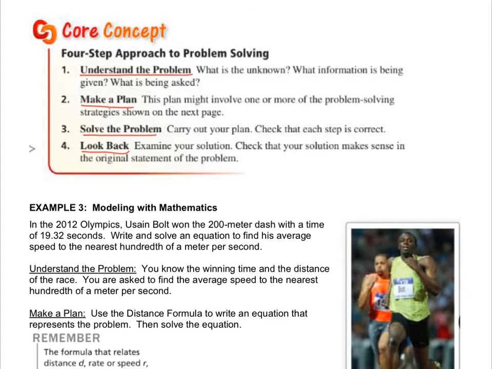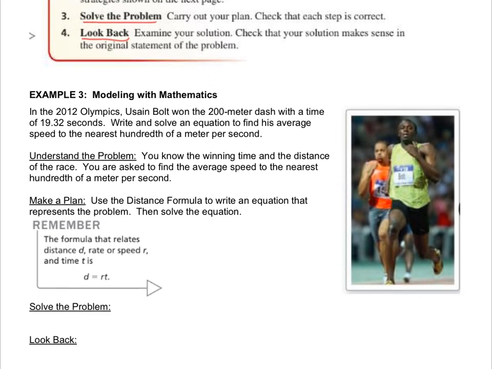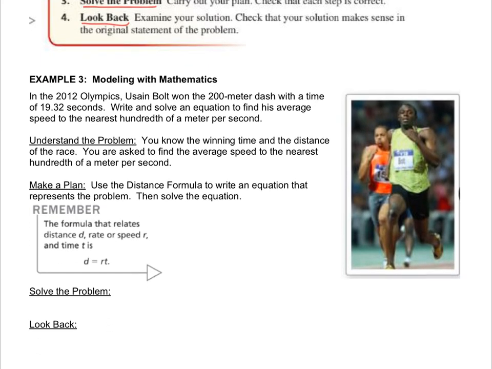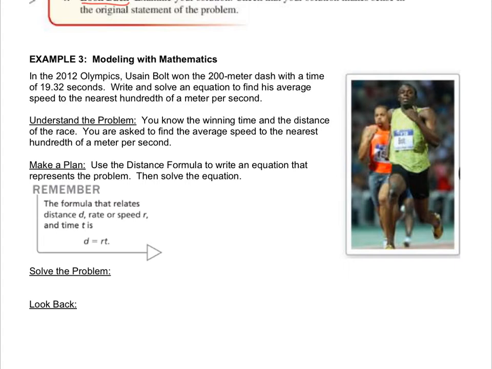So let's read example 3. In the 2012 Olympics, Usain Bolt won the 200-meter dash with a time of 19.32 seconds. Write and solve an equation to find his average speed to the nearest hundredth of a meter per second. So this one's the first example.